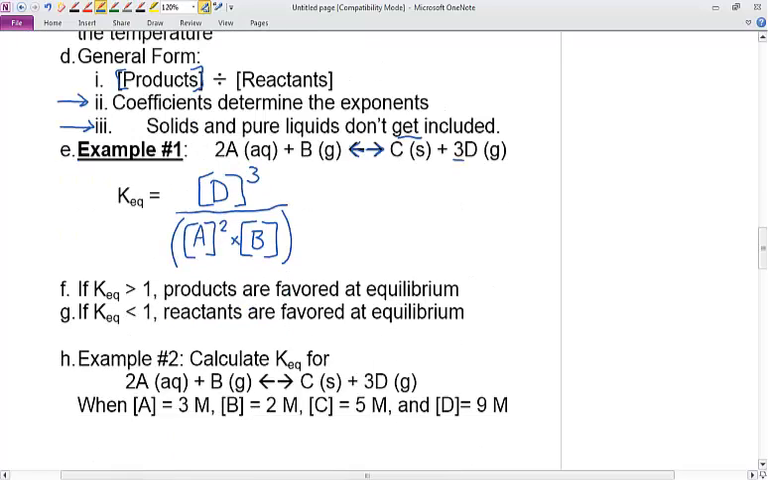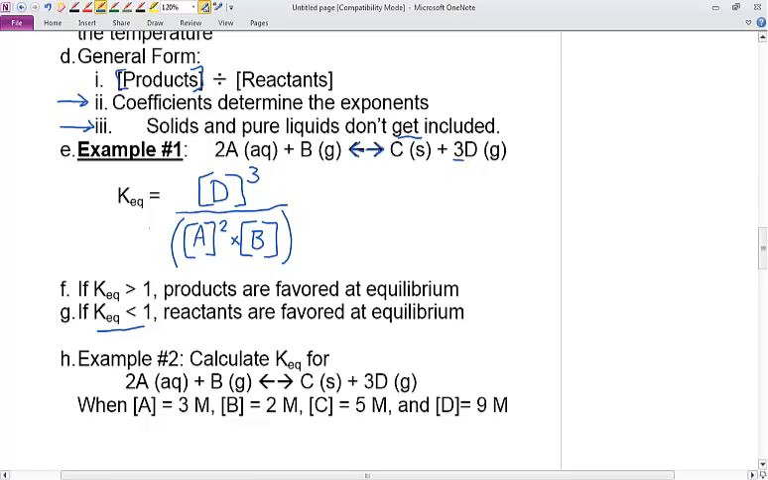Now notice that we have the ratio between the products and the reactants. If you end up with a ratio that's bigger than 1, that means you've got more on top. That means you've got more of your products at equilibrium. If your K value, when you calculate it, turns out to be less than 1, that means you've got a bigger number in your denominator, so you've got more of the reactants at equilibrium.